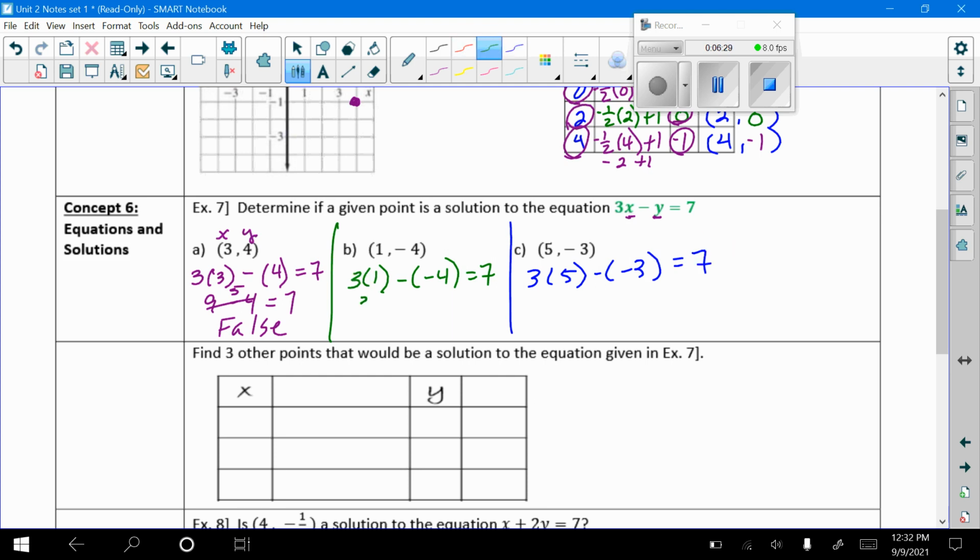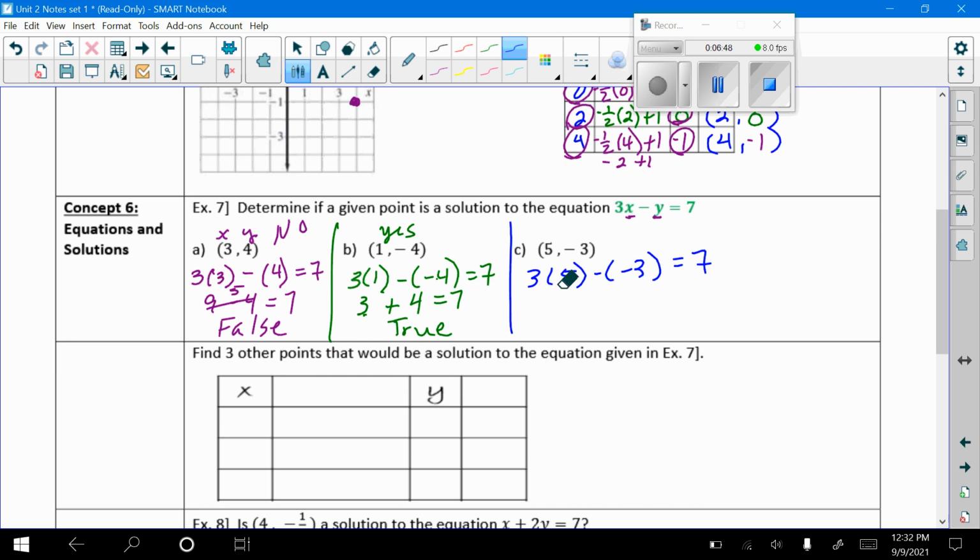I'm going to have 3, take away negatives, a plus 4. So 3 plus 4 is 7. So this is true. So if it's true, that means it is a point on the line. Yes, this is false. So it was no.